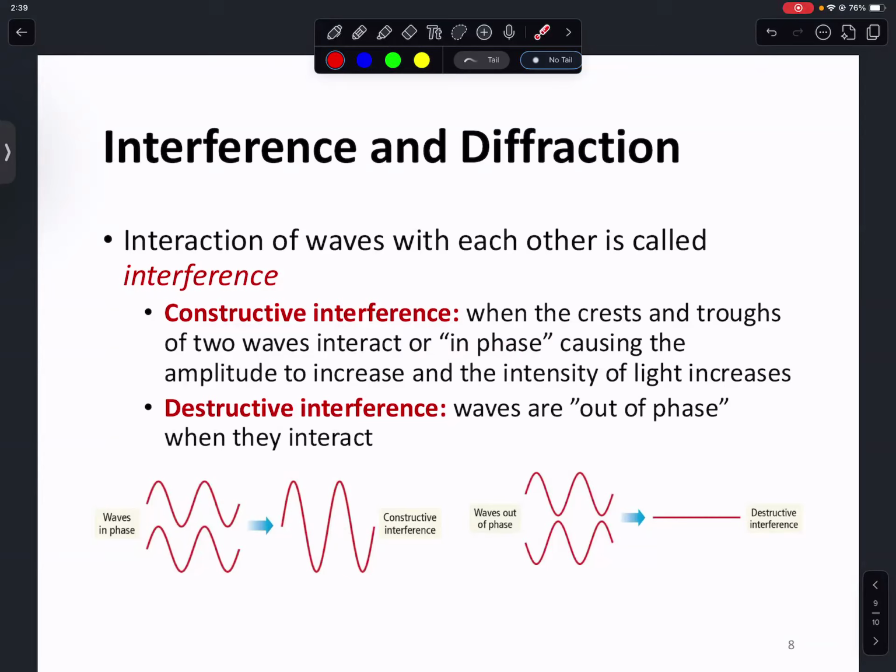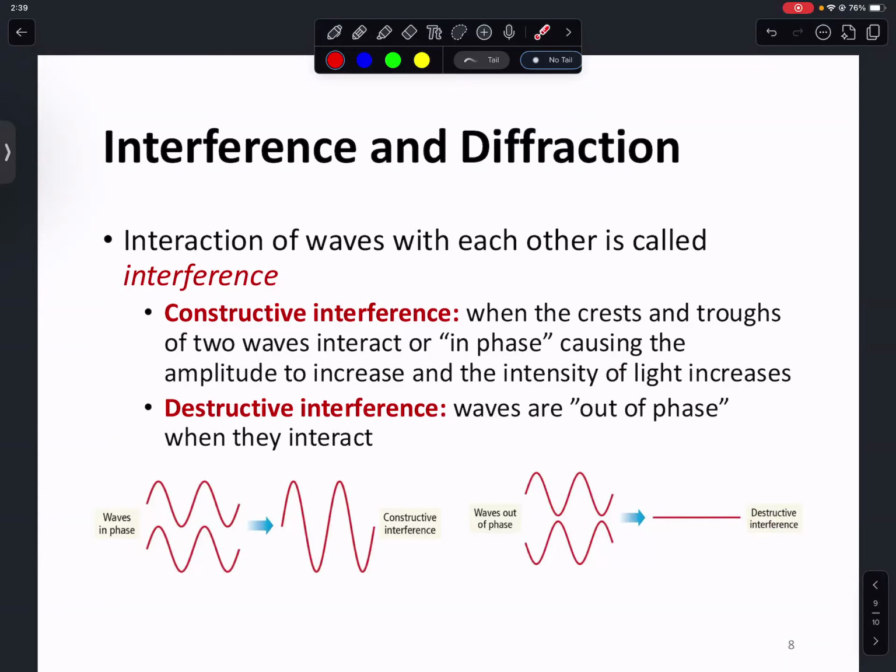Now, destructive, on the other hand, and I'm referring to this picture. Now, the crests and troughs are not aligned. You can see now that the trough is aligned with the crest of another wave. And as a result, the waves cancel out each other, and they become a single line right here because they canceled out each other, and they are called out of phase.